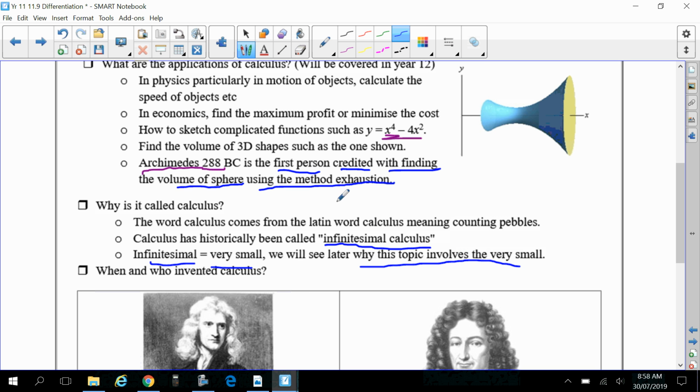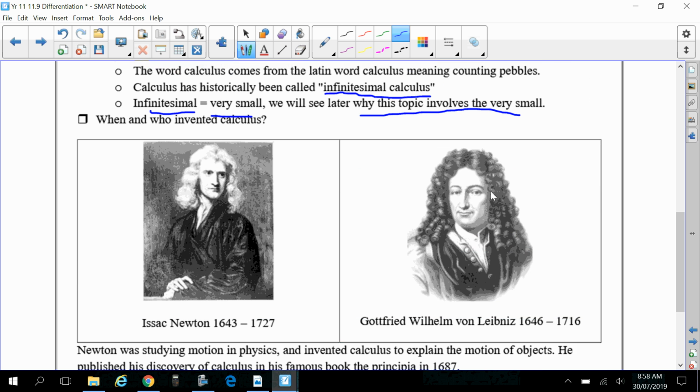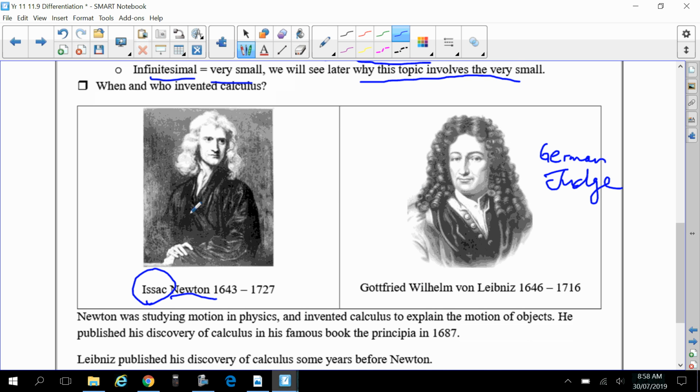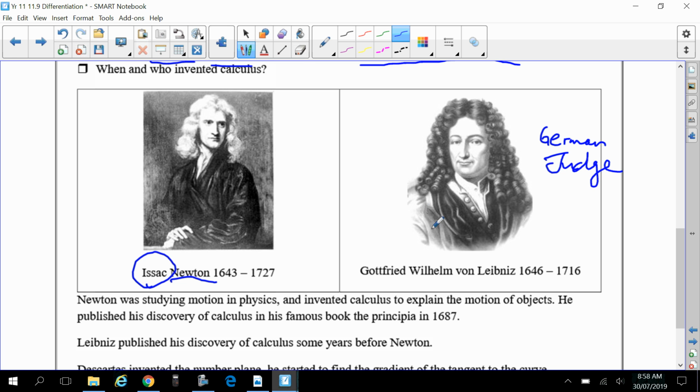And the next question is, when and who invented calculus? It's due to these two persons. Isaac Newton, whom many people know. A lot of people know Newton, but not that Isaac is his first name. Another, less well known, is actually a German judge. He's a judge, but he does maths for fun. Both of these independently discovered calculus, and because they independently discovered calculus, they came up with different notation.